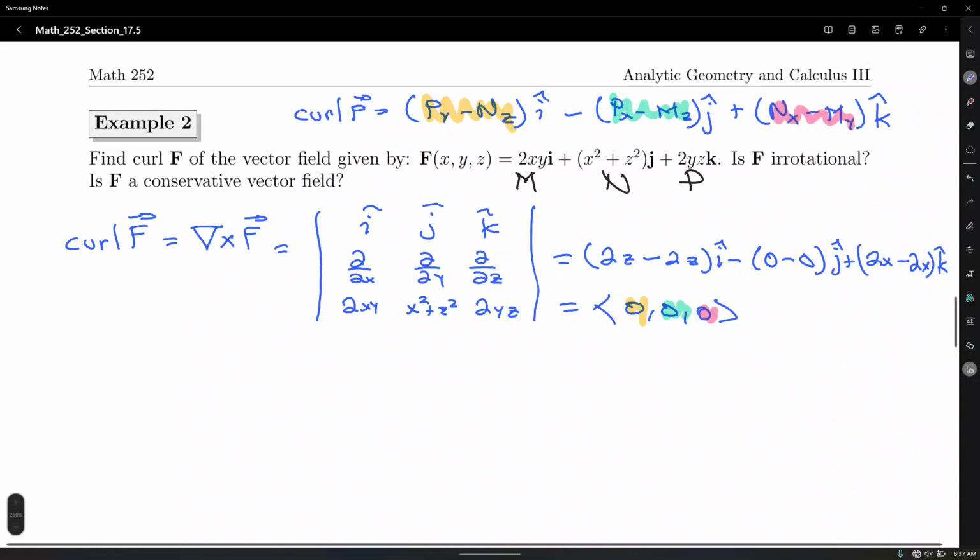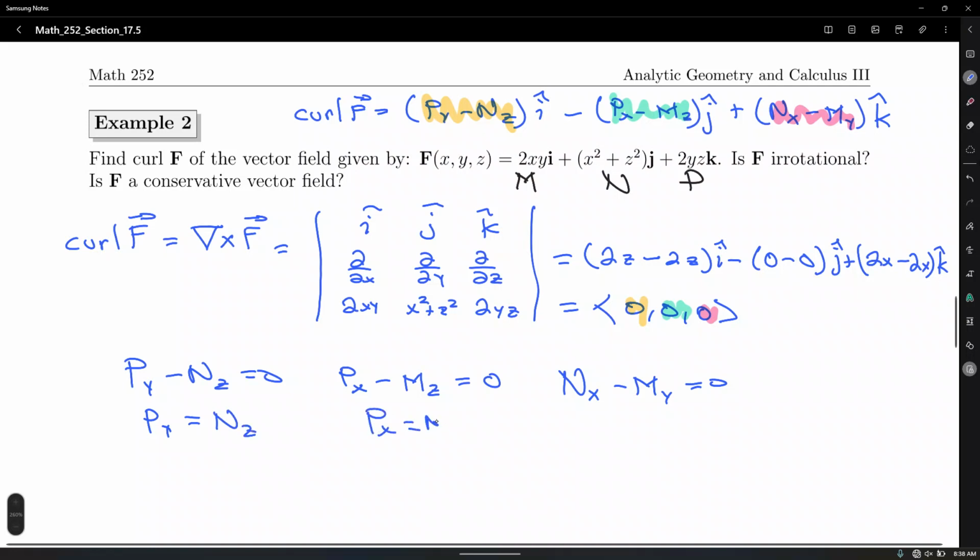All right? Okay, so p sub y minus n sub z equals 0. P sub x minus m sub z, I'm ignoring the negative sign. I mean, you can put it, but divide both sides by the negative, the right hand side is still going to be 0. And lastly, n sub x minus m sub y equals 0. If I move the negative terms to the right hand side with positive sign, n sub x equals m sub y.